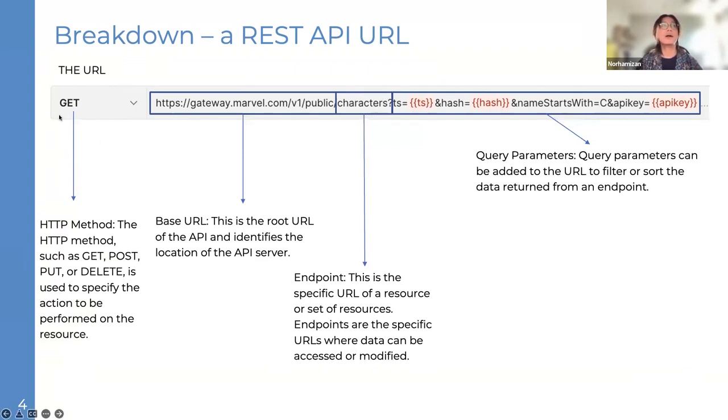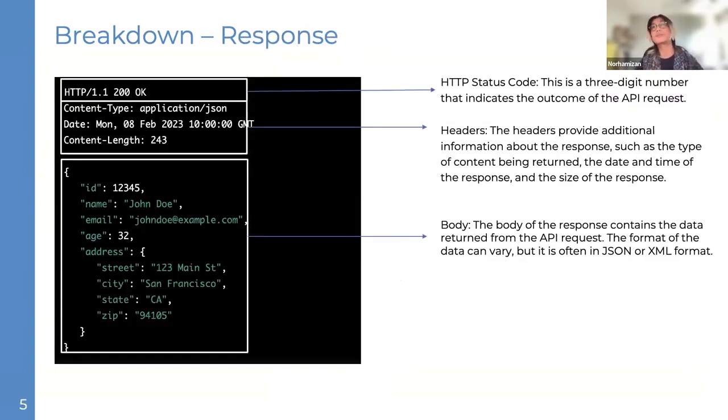So for example, I'm getting all the characters from Marvel with this parameter. So let's say I use name starts with C, then Marvel would return me a list of characters that start with C. So it may contain Captain America, Captain Marvel, and so on. So that's when you are requesting a resource from the server. So what would the server return to you instead? So this is the response.